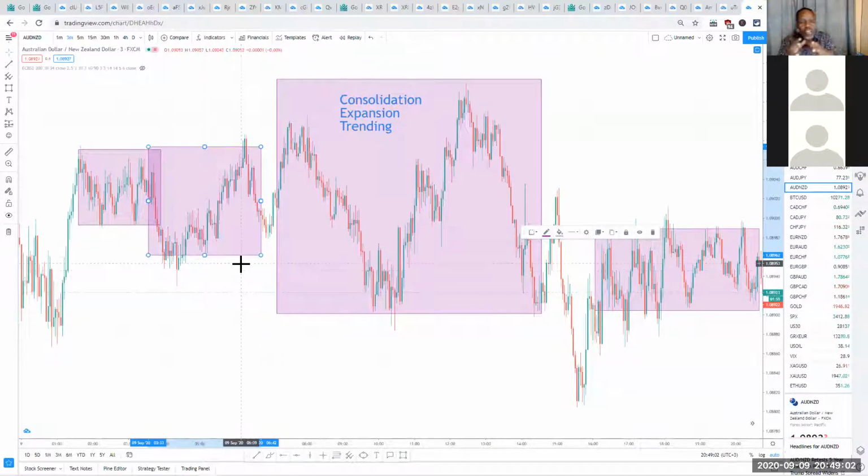So you need to be able to identify these particular areas here. Now, how to be able to identify that? You now use what we call an oscillator, all right? You use an oscillator. Let me see if I can get that going.